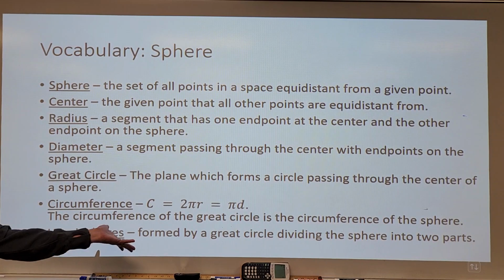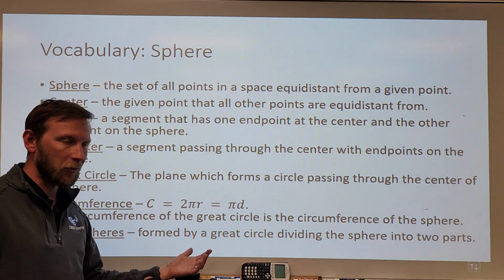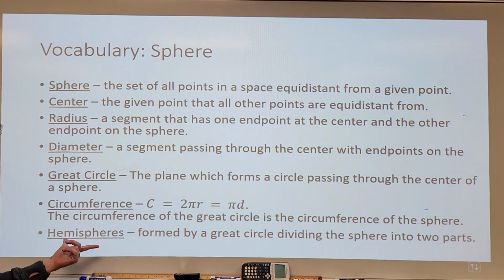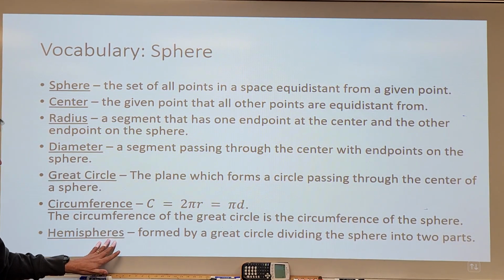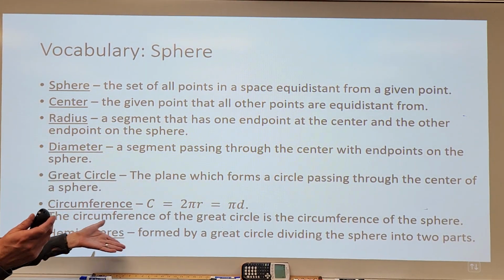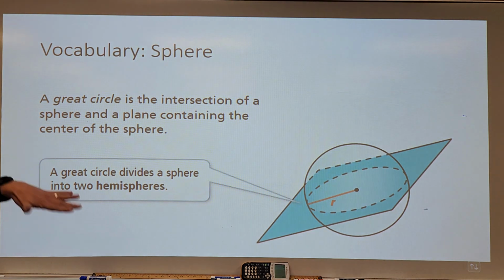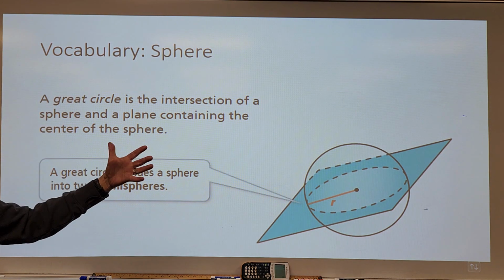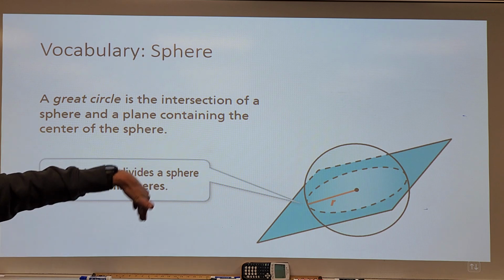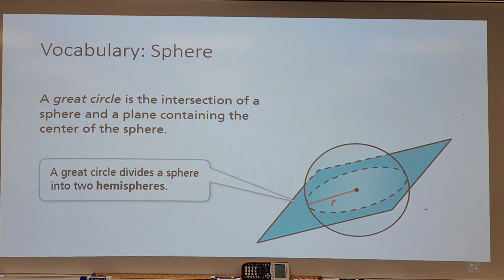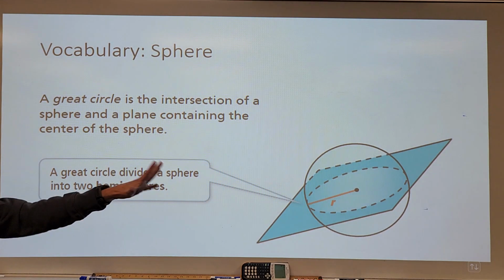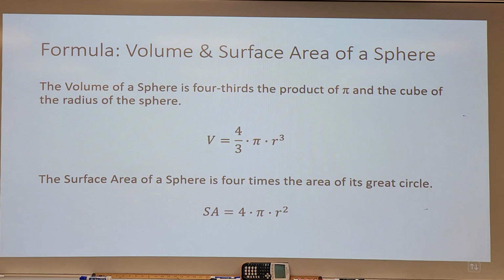And obviously half of a sphere, we don't call that a semi-sphere, we call it a hemisphere. All right, so that's the word there, hemisphere. Not new vocabulary by any means, but in case it is, there you go. All right, so again, the great circle cuts the sphere into the two hemispheres. The circumference of that great circle is the circumference of the sphere. So hopefully that makes sense to us on the vocabulary side.